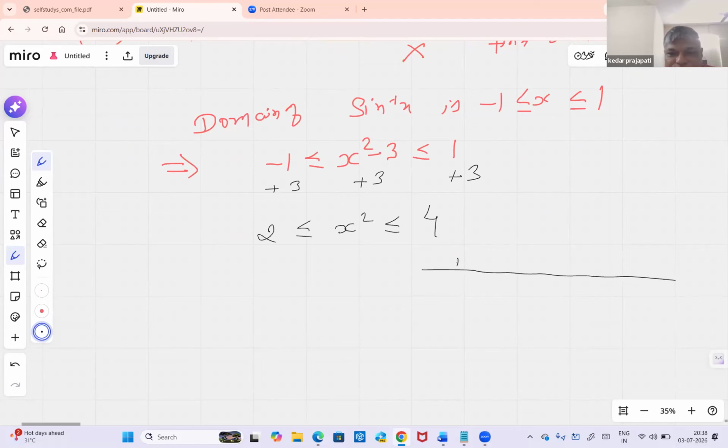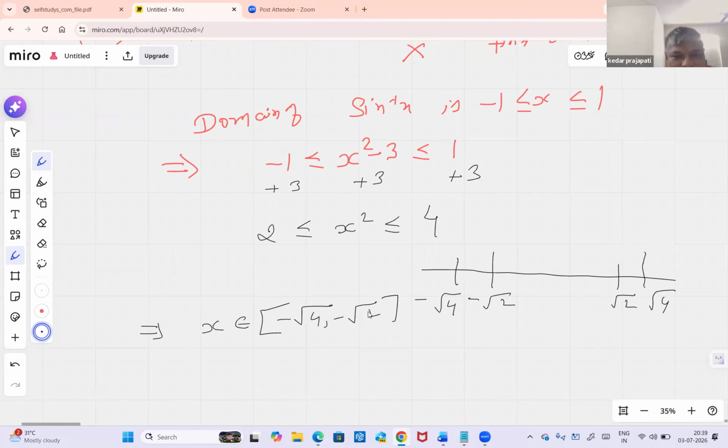Just draw the 4 points. This will be root 4, root 2, root 2, root 4. Here it will be negative. Which implies the domain of this is x belongs to closed interval minus root 4 to minus root 2, union, root 2 to root 4.